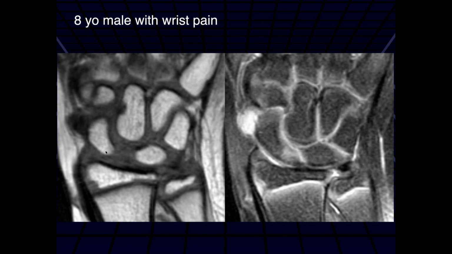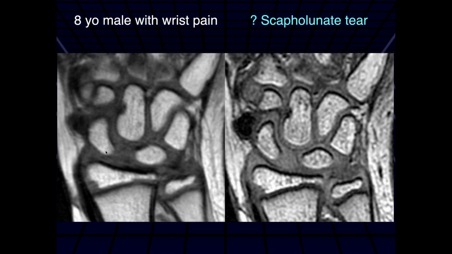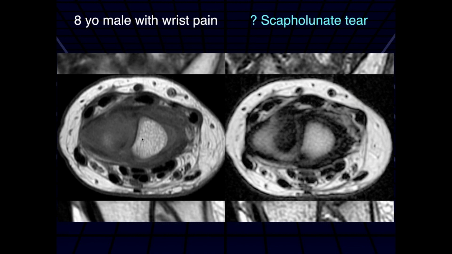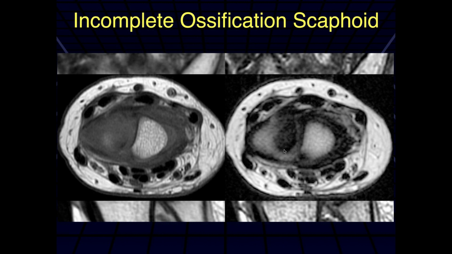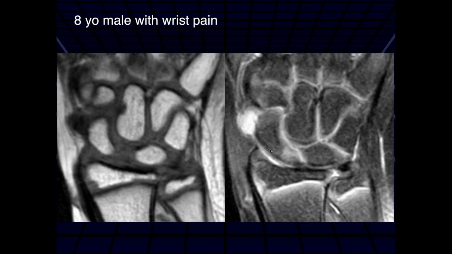Okay, so we have an 8-year-old male with wrist pain. We can see the physes are open, and we can see that there's some edema within the proximal scaphoid, but I wonder if this is just developmental. I'd want to look at further sequences. It seems like some of that's still cartilage of that proximal scaphoid. There's a gradient echo. The axial images, you don't see it great. Yeah, the ligaments here look intact. Okay, so incomplete ossification. Yeah, so this is all just incomplete ossification.